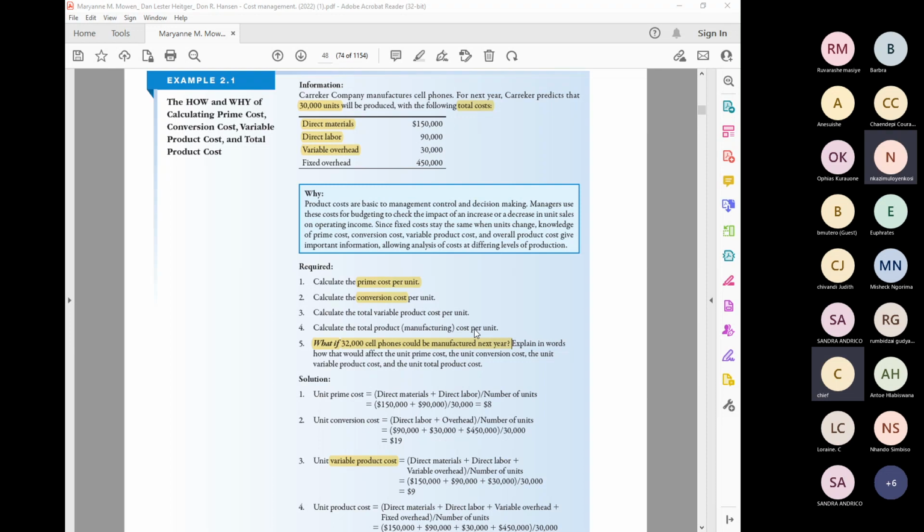It will increase. When you increase volume, from 30,000 to 32,000, you have increased by 2,000. So the total cost for production at 30,000 is lesser. It's 24. If we add the extra 2,000, the costs are getting higher.